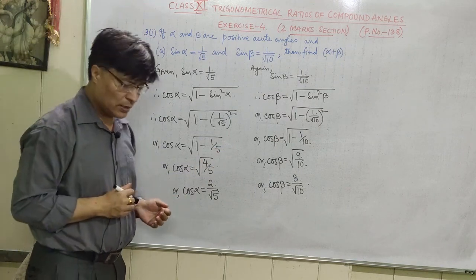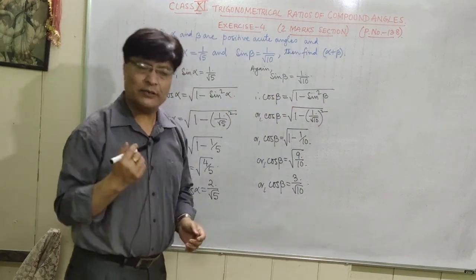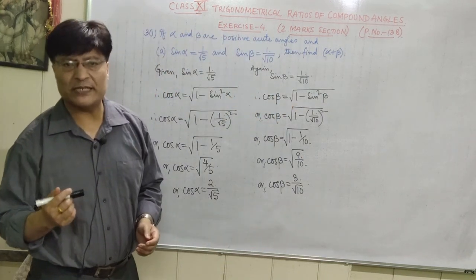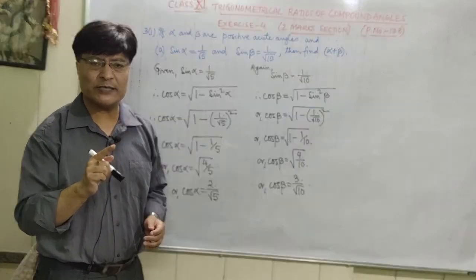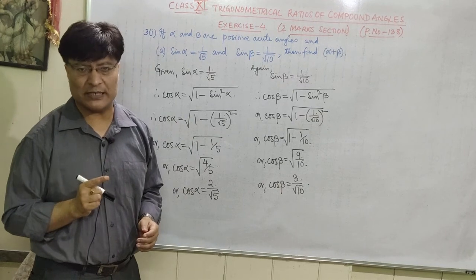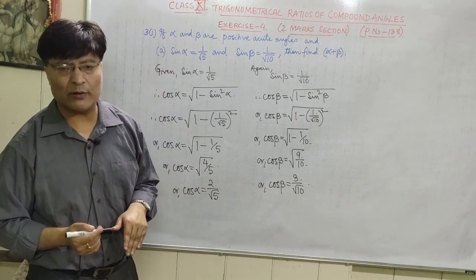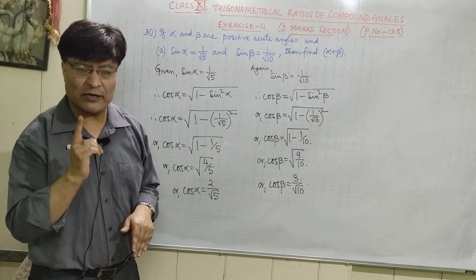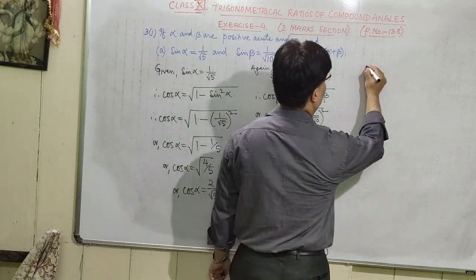Okay, so now we have to get the value for alpha plus beta. In order to get the value for alpha plus beta, let us first calculate either sine of alpha plus beta or cos of alpha plus beta. You may get sine of alpha plus beta or you may get cos of alpha plus beta, but you have to find out only one value. So let us get the value for sine of alpha plus beta.